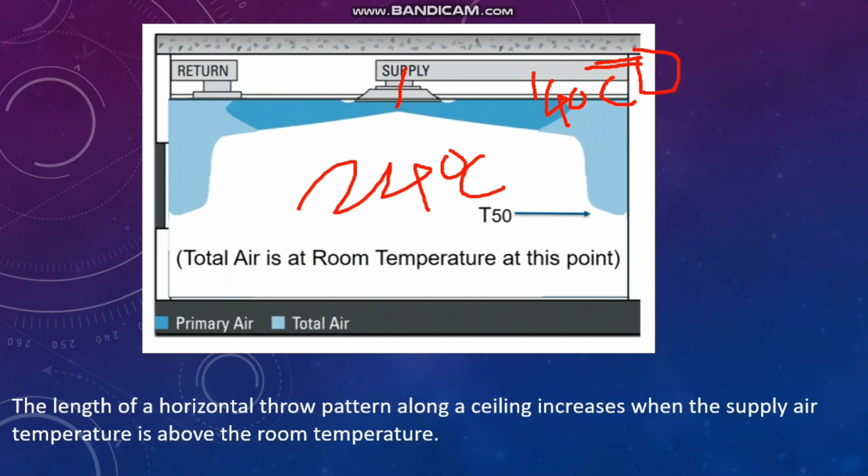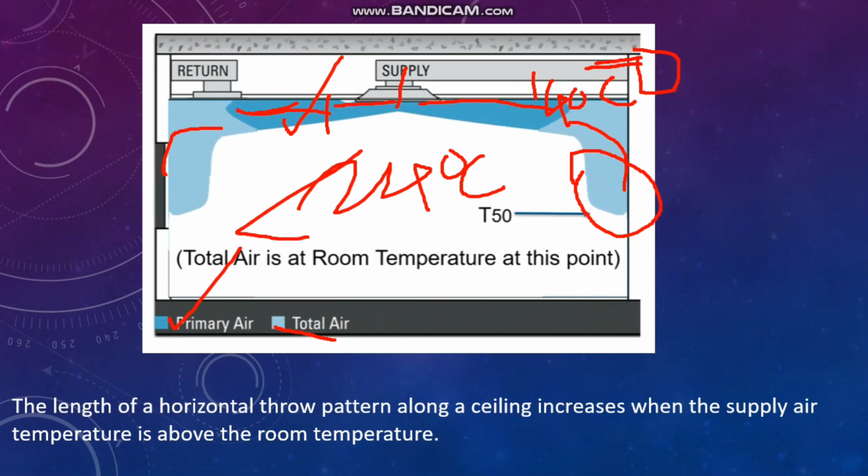So first at this point it will be high velocity, 150 feet per minute. After some distance it will be 100 feet per minute, and finally it will be 50 feet per minute at this point. Okay, this region. So initially this one is the primary air, you can see here this is the primary air. So this is the supply air with the higher velocity in the primary air. After that, at this point it will be total air.